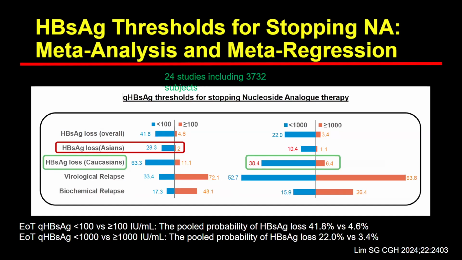Using a less stringent cutoff of 1,000, the findings were similar. The overall surface antigen loss rate was 22% in those less than 1,000 and only 3% in those with levels greater than 1,000. The data also showed that surface antigen loss varied by race and was consistently higher among Caucasians compared to Asians. So again, the take-home message is the same. The lower the end of treatment surface antigen level prior to withdrawal, the greater the likelihood of achieving surface antigen loss after stopping treatment. Next slide, please.